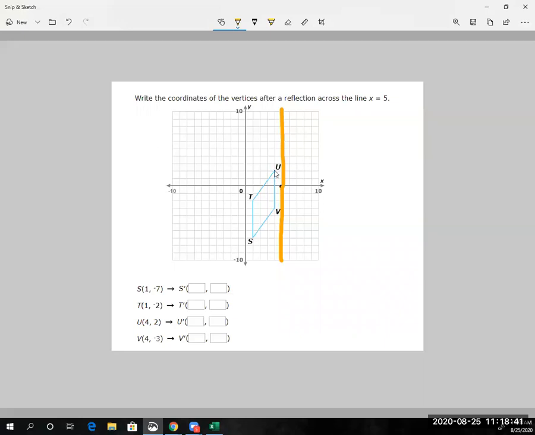So this U is 1 point to the left. So its match is going to be 1 point to the right. So that is U prime. V is 1 to the left of this line. So the other one is going to be 1 to the right of that line. Okay. S is 1, 2, 3, 4 to the left. So I want the other one to be 4 to the right. 1, 2, 3, 4. That's my S. T, you got 1, 2, 3, 4 to the left. 2, 3, 4 to the right. And that's my T.